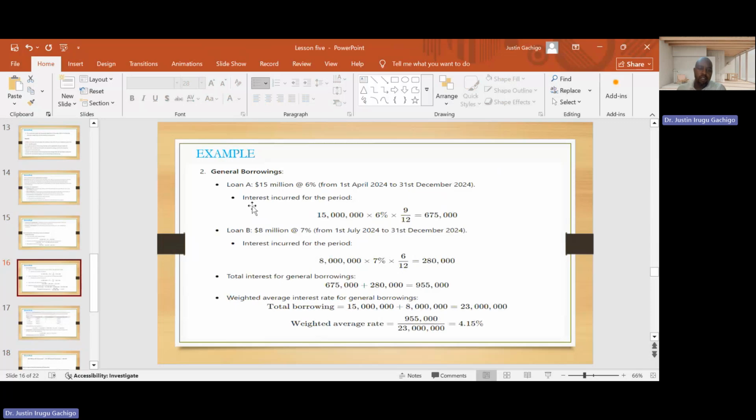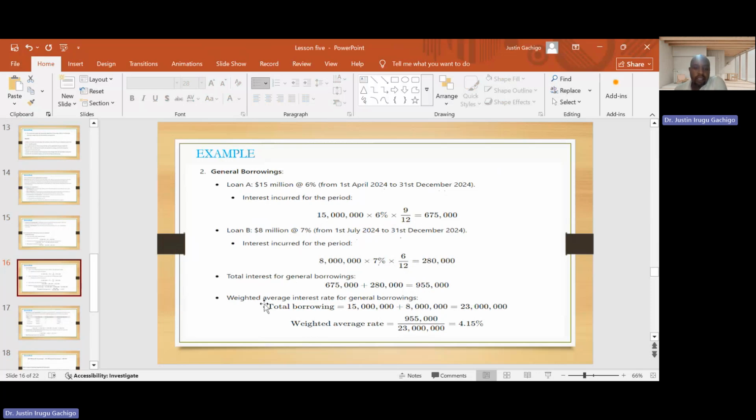Then we have the general borrowing. We had a loan of 15 million at 6% from 1st April to 31st December. That's 15 million times 6% times 9 over 12, which gives you 675. And 9 over 12 is because we are working from 1st April to 31st December. Then 8 million at 7% from 1st July to 31st December. Again, that is 8 million times 7% times 6 over 12, which is 280. Total interest for general borrowing will be 675 plus 280, which is 955.